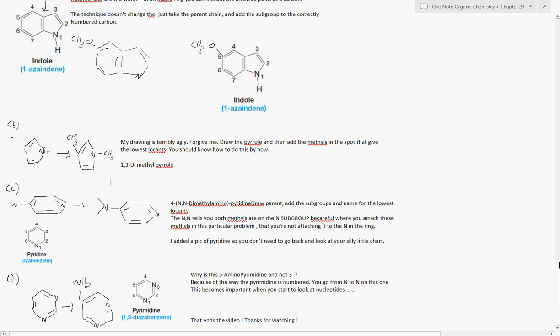Now for D, why is this 5-aminopyrimidine and not 3? And that's because of the way it's numbered. Because of the way pyrimidine is numbered, you go from nitrogen to nitrogen on this one, and that becomes important when you start to look at nucleotides and nucleotide derivatives. I'm not sure if you'll be naming those for your organic class, but some do. So that's how you would do 5-aminopyrimidine. You take the pyrimidine, add the amino to the 5th position.